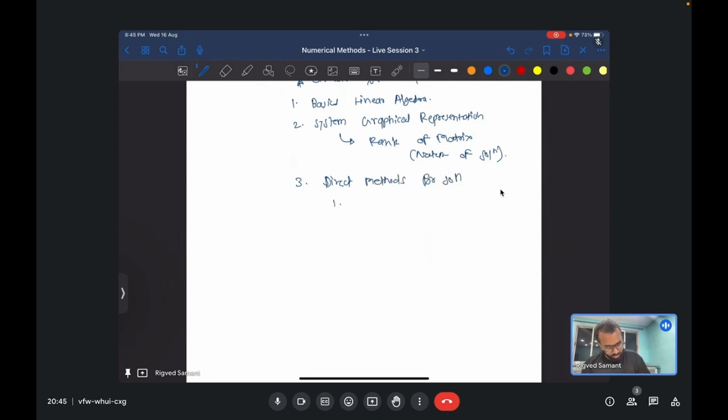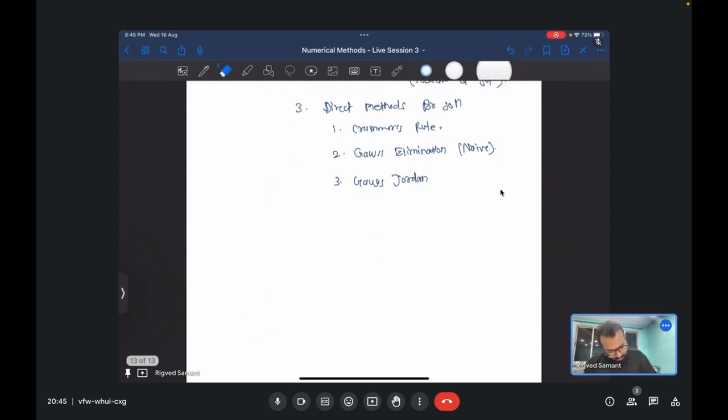In that, the first one is Cramer's rule. The second one is Gauss elimination, that is the naive Gauss elimination. The third one is the Gauss-Jordan method. Then we saw the LU decomposition. LU decomposition can be used to find the inverse of a matrix, right?